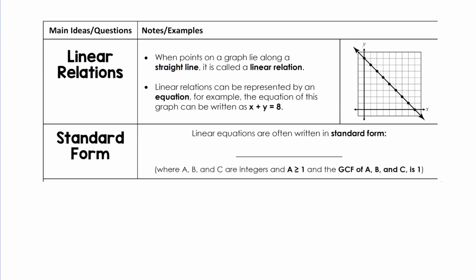Now, even though a straight line that's shown here is technically a function, we can call this a linear relation as well. And the reason is, it's basically in the definition here, right? When points on a graph lie along a straight line, it's called a linear relation, meaning the relationship between all the points forms this line that's shown here. Linear relations can be represented by an equation. For example, the equation of this graph can be written as x plus y equals 8.